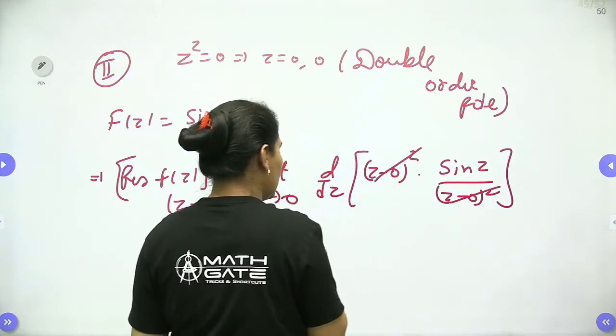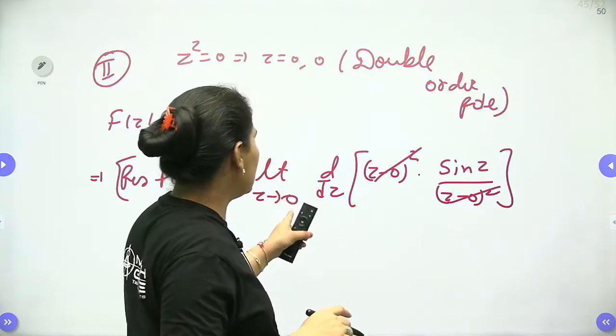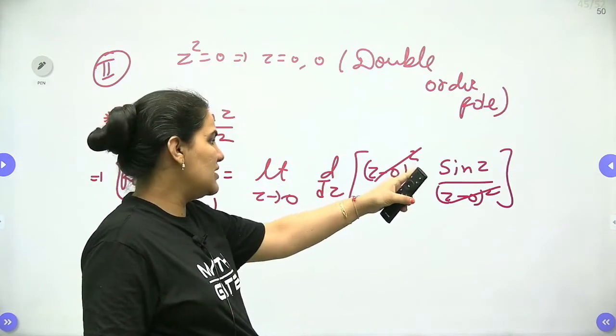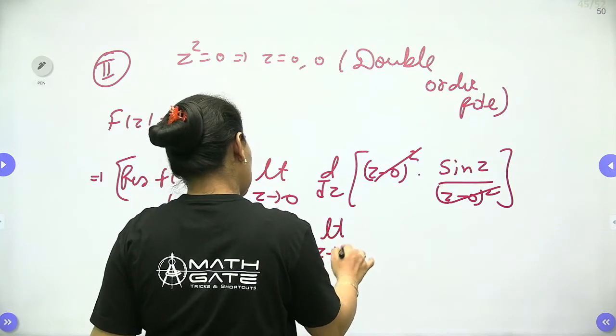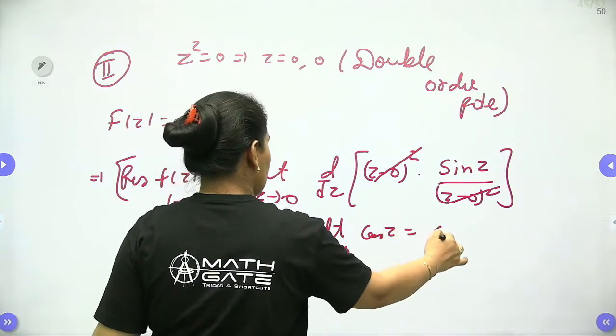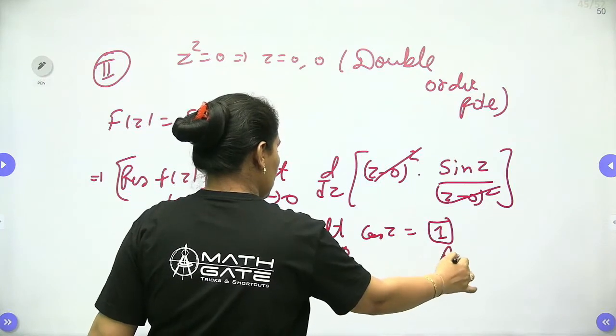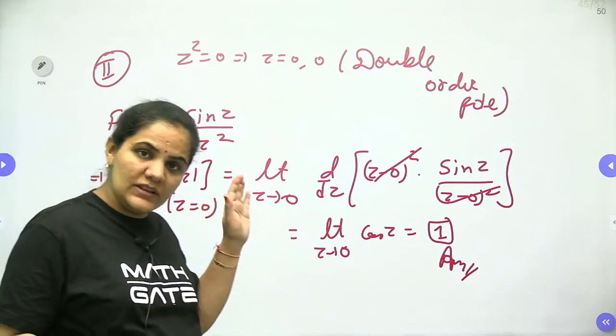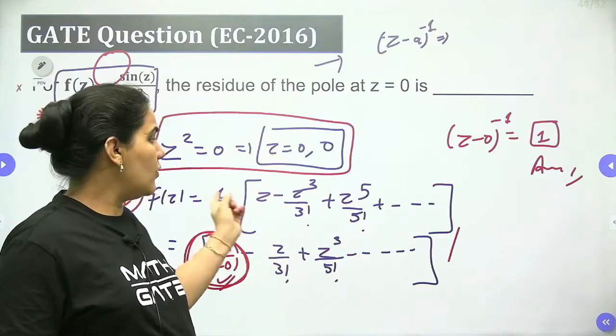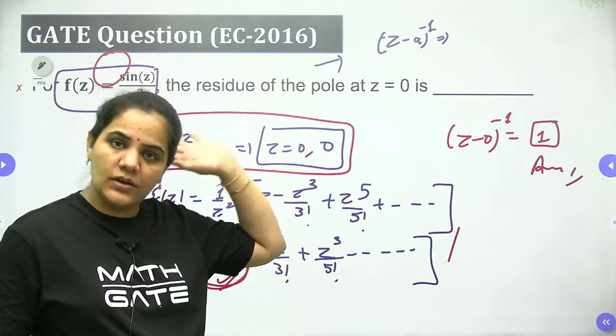It will cancel out. We have to approach z tends to 0 on this one. The differentiation of sin z is cos z only. So when we approach here, cos 0 will be 1 again. So we can conclude the residue is 1 again. If you want to go with this approach, you can go. If you want to go with the direct coefficient, you can go.